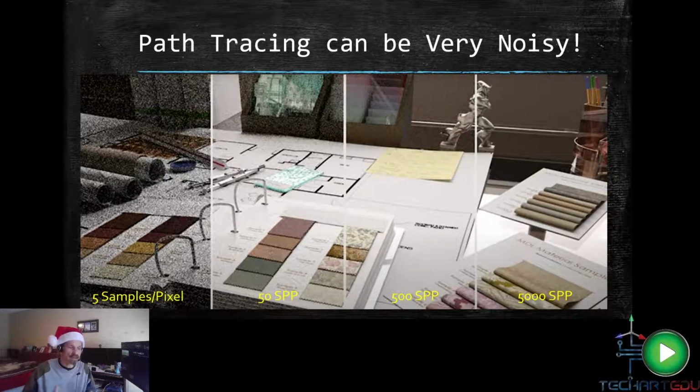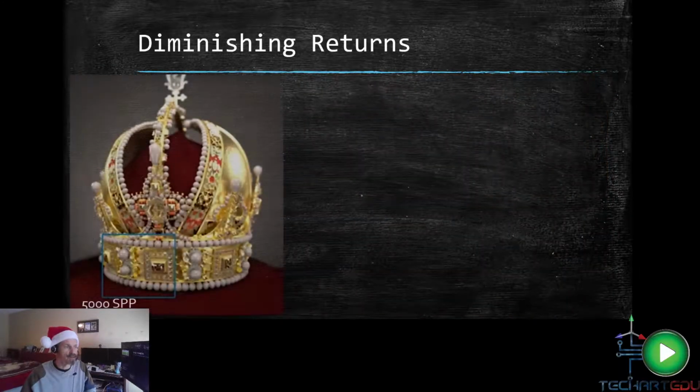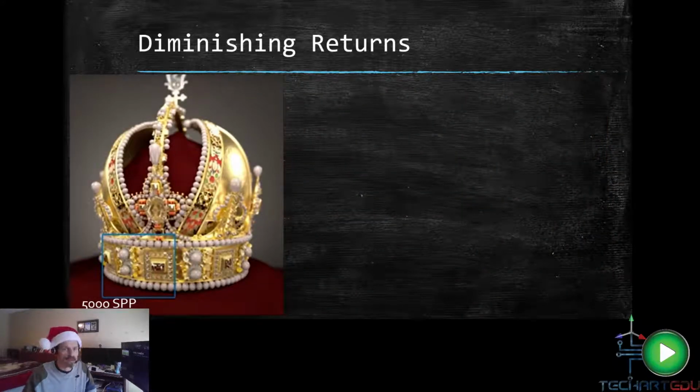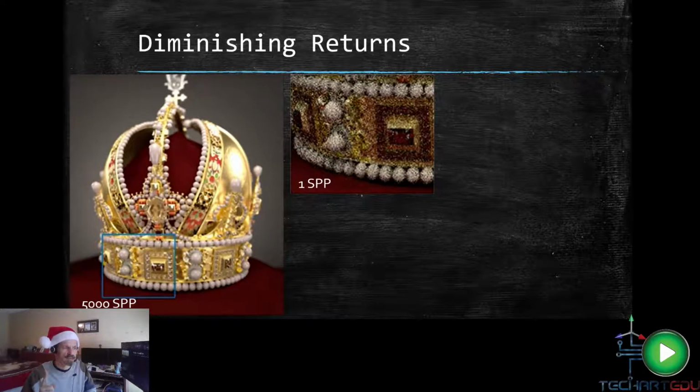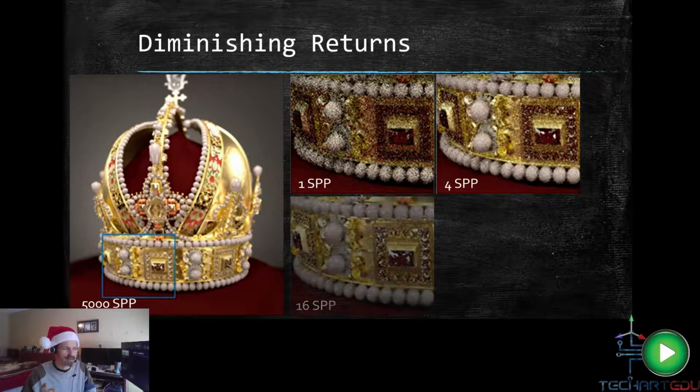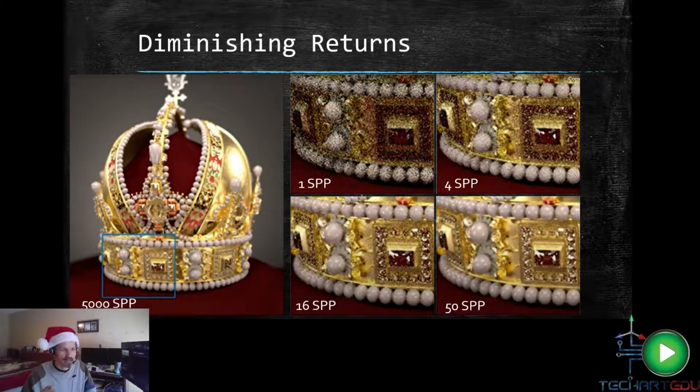Now notice that it takes going up all the way to about 5,000 rays per pixel in order to get rid of this noise. And regretfully, the number of sample rays per pixel has diminishing returns. Notice here that this crown, which is a very intricate model, has 5,000 samples per pixel, and it's very tight. But when there's 1 sample per pixel, and then 4 samples per pixel, all the way up to 16, and then up to 50, you'll see that there's a huge jump in quality just going from 1 to 50, and even 1 to 16 is actually pretty darn good.